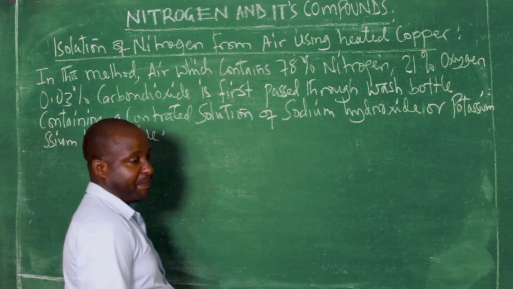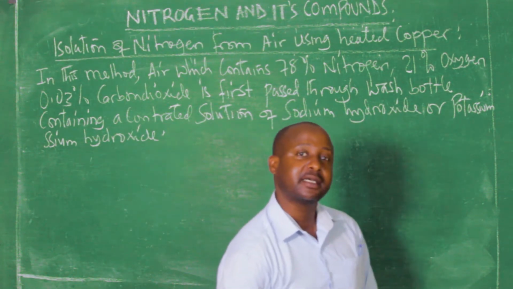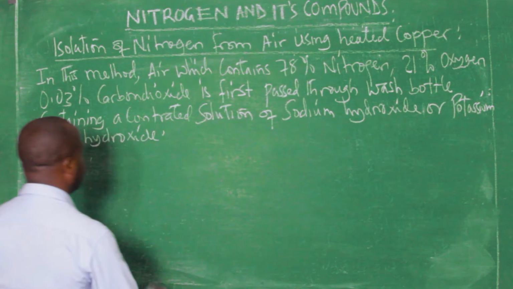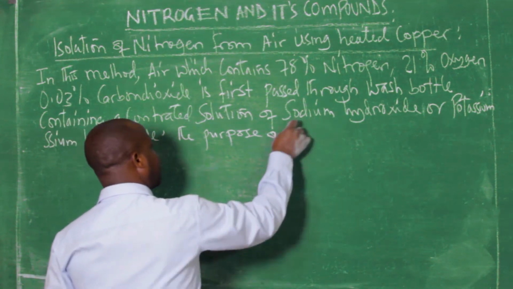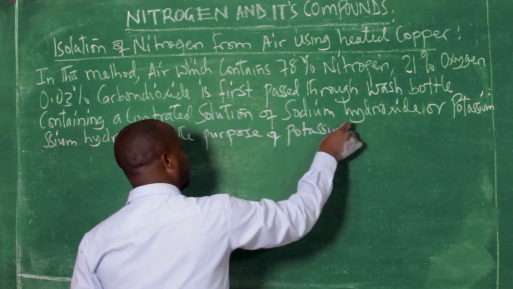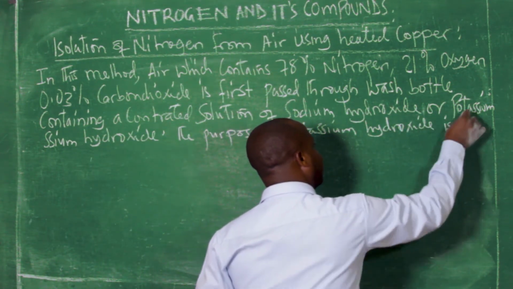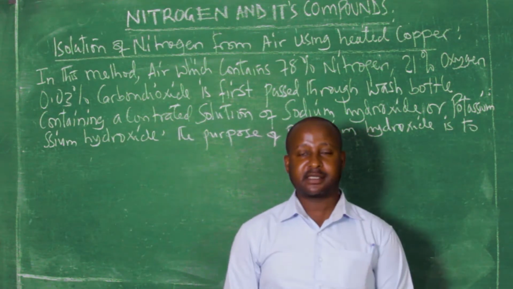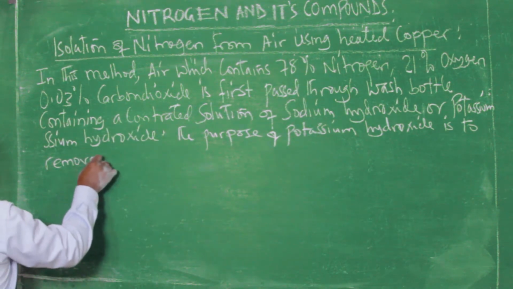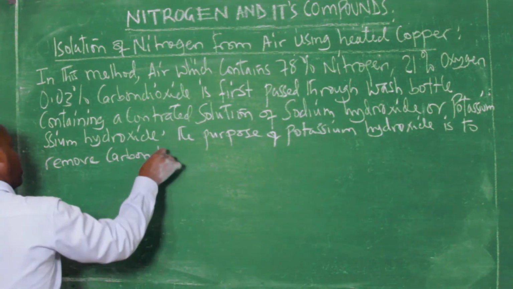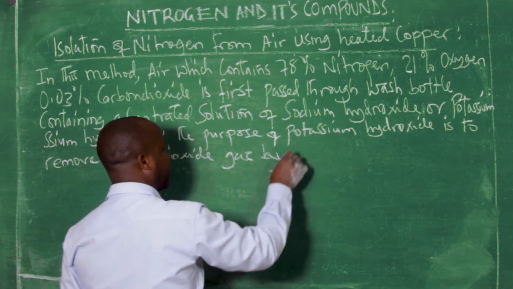Usually the purpose of potassium hydroxide is to remove carbon dioxide gas by reacting with it.